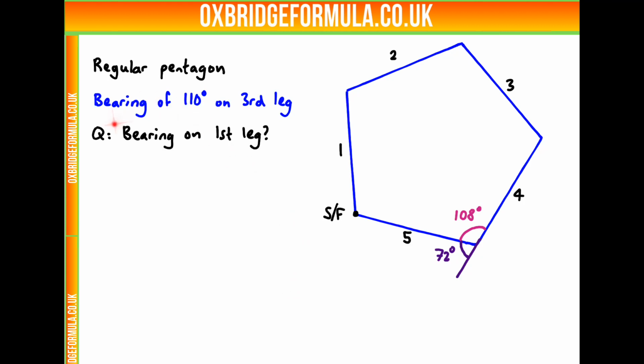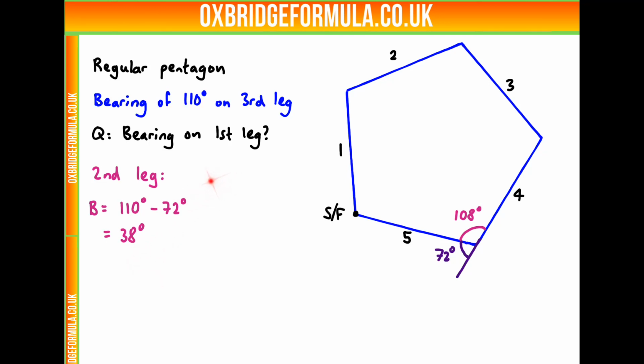So if we know our bearing was 110 degrees on the third leg, let's work backwards through the second leg and then back to the first leg. So what would the bearing have been on the second leg? Bearing in mind, we've turned by 72 degrees to get to 110 degrees. So if the angle increased by that much, let's subtract it from the 110. So the bearing on the second leg is 110 degrees minus 72 degrees, which is 38 degrees.